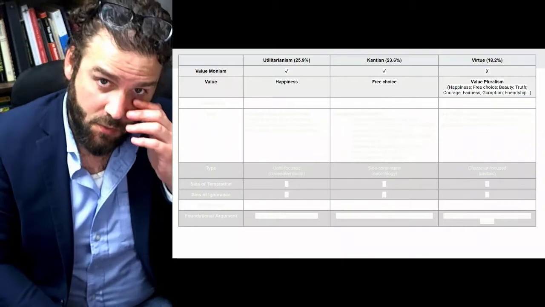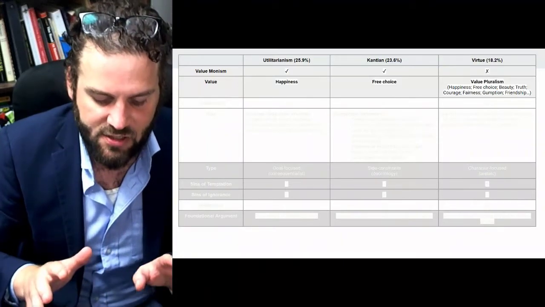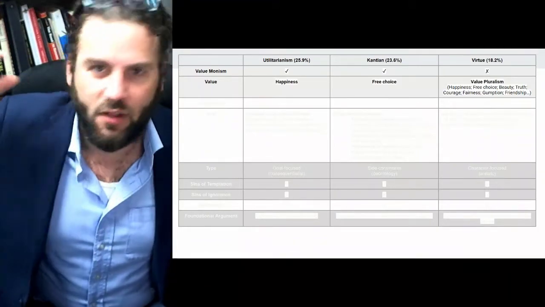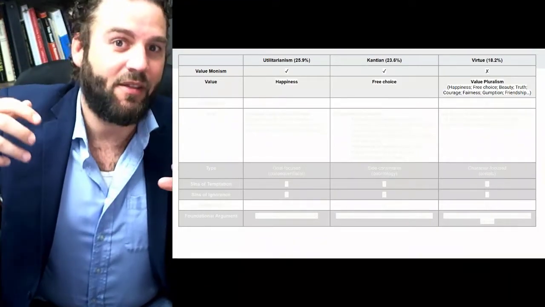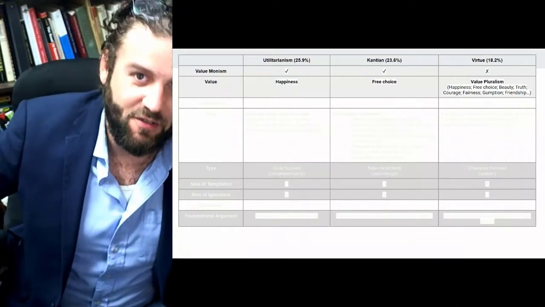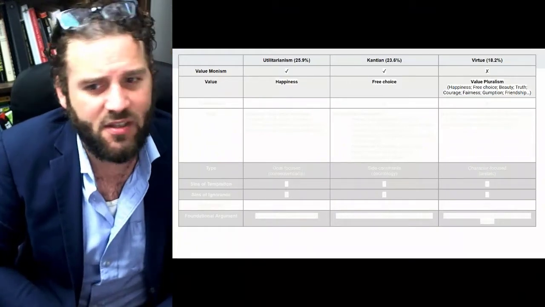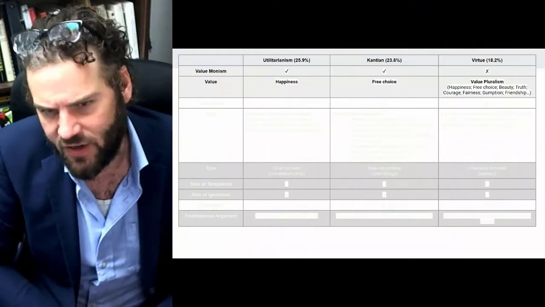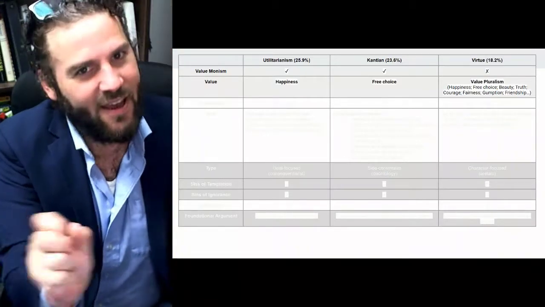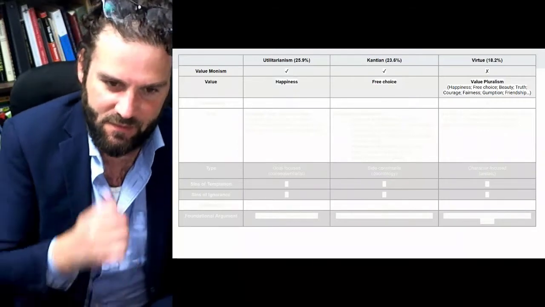And then virtue ethics will be the theory that says this is all wrong, right? We need to embrace the wide zoology, the elaborate classifications of all the sorts of different values that the universe possesses. It doesn't just reduce to one. So happiness, free choice, beauty, truth, courage, fairness, gumption, friendship, whatever you want, right? Just let all values be as they are. Don't try to reduce them to one another.